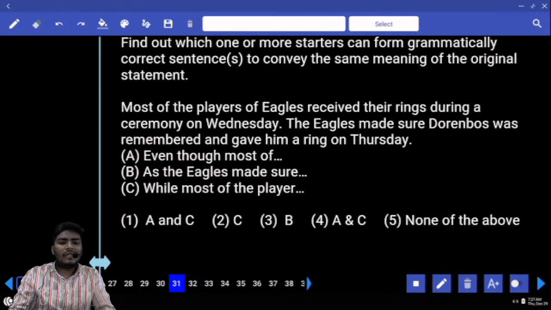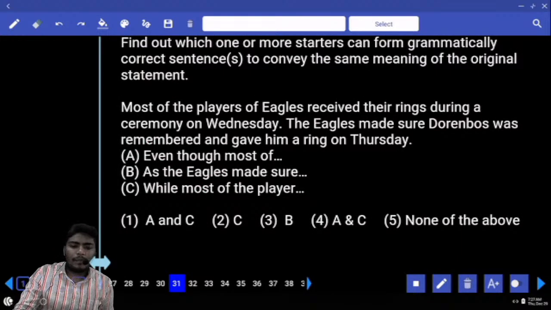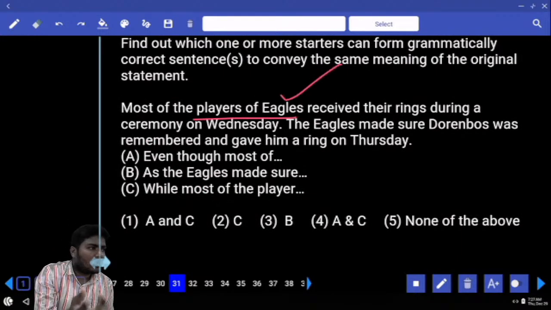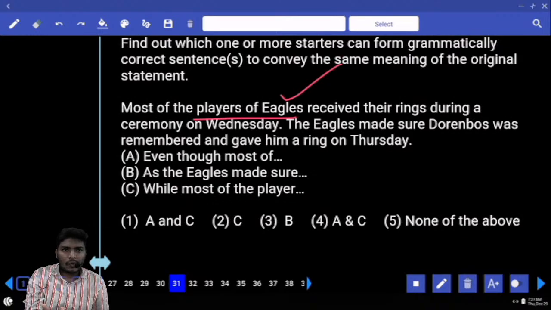Most of the players of the Eagles received their rings. See, players of the Eagles, in the sense that Eagles might be the name of the team. Got the point? Now, most of the players of the Eagles received their rings during a ceremony on Wednesday.